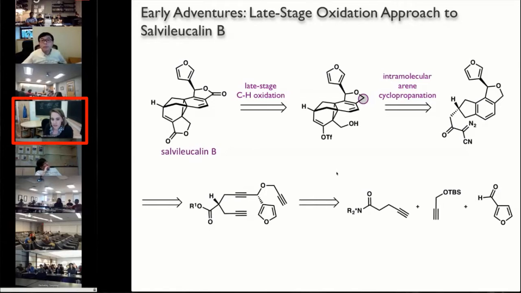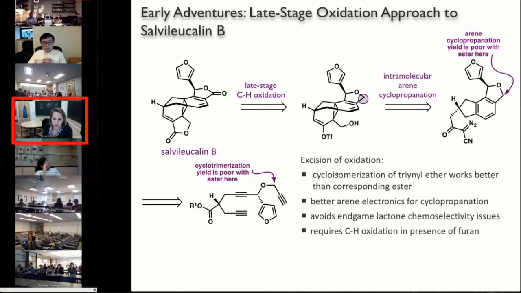I show this slide because we spent a little bit of time thinking about how to implement this strategy. If you go to the next slide, what we found early on was that we had to think about using late-stage CH oxidation to enable the strategy. For example, if we tried to perform the cycloisomerization reactions on compounds that had the ester group brought in early, so instead of the triyne ether that I show you, a triyne ester, where we have the oxidation we're going to need at the end, that cycloisomerization does not work well. You're probably sitting in the wrong conformation in that ester. And so by going to the ether, that allows us to implement this cycloisomerization reaction.